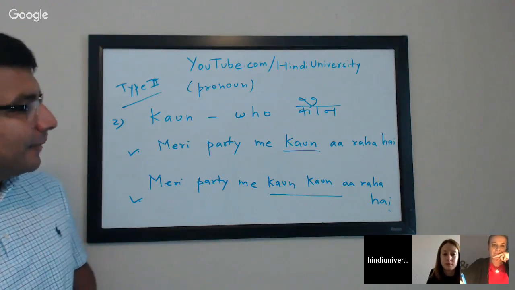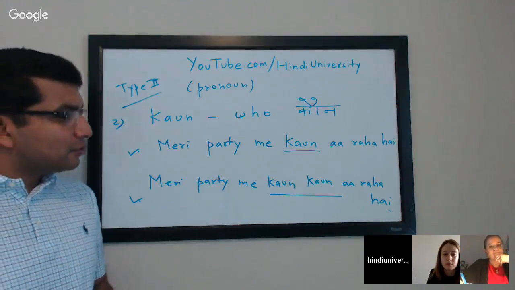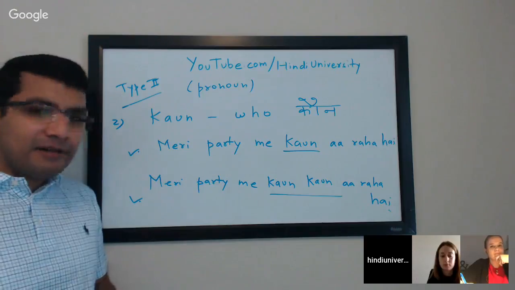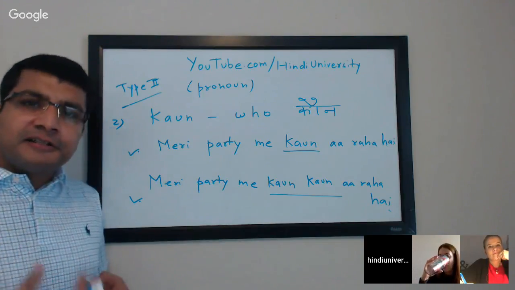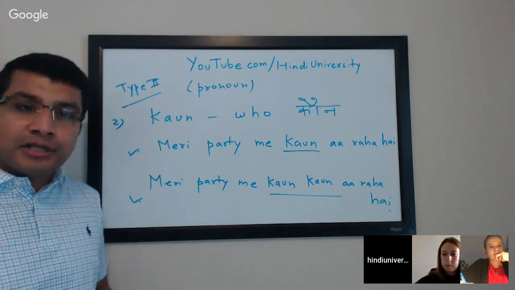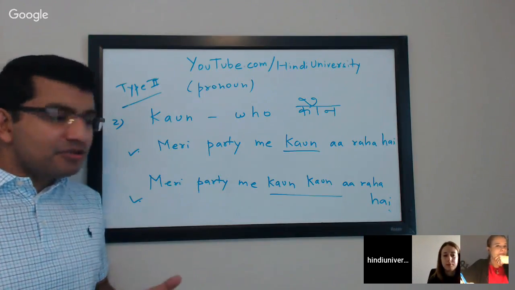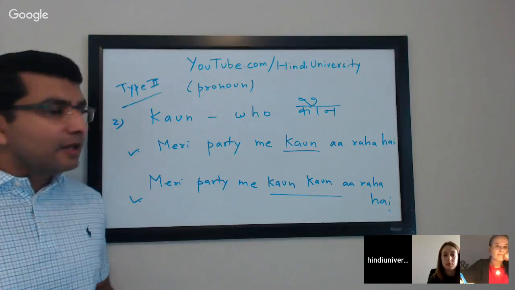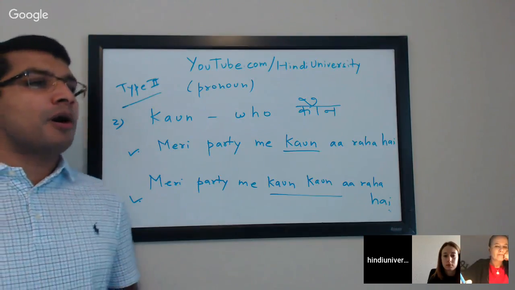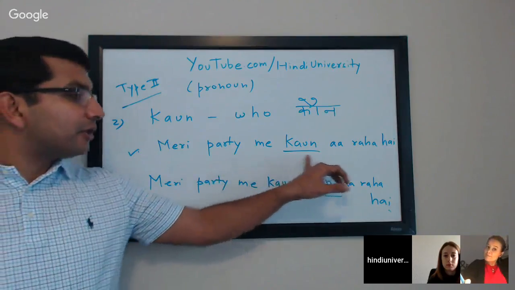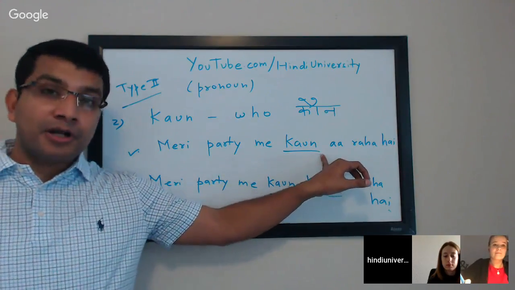Okay. So it's not necessarily about the number of people. In this case, as I said, reduplication doesn't necessarily have one rule that will fit into all of them. Sometimes it means just emphasis. Sometimes you are just talking casually, meri party mein kaun aa raha hai, okay?